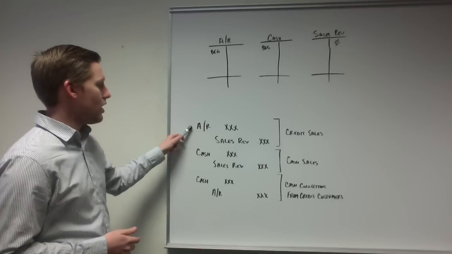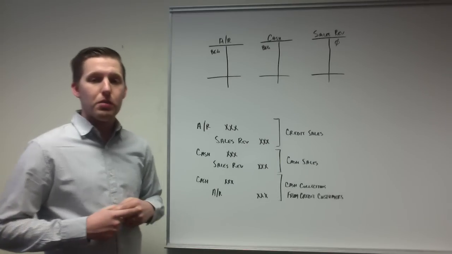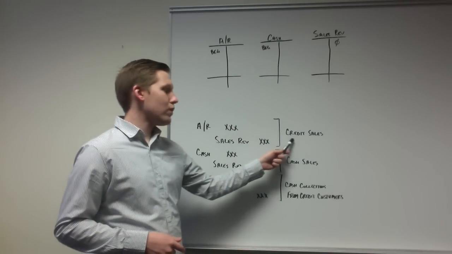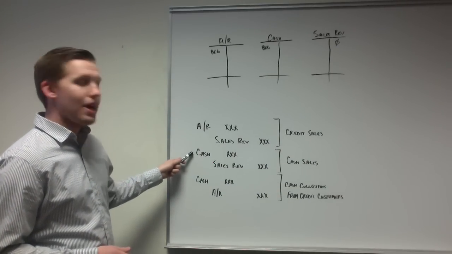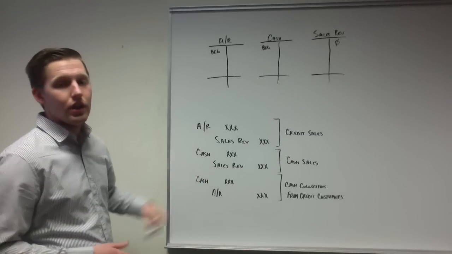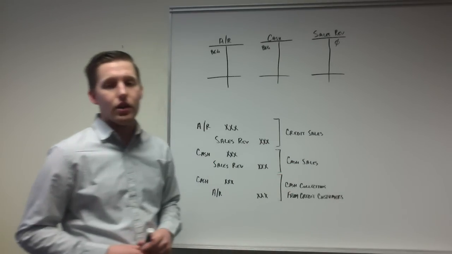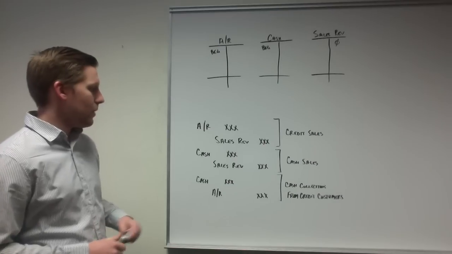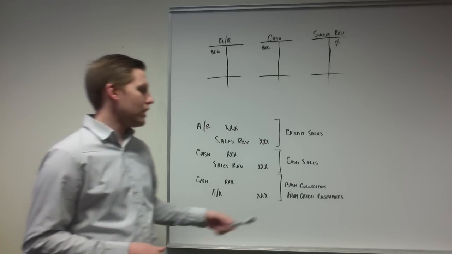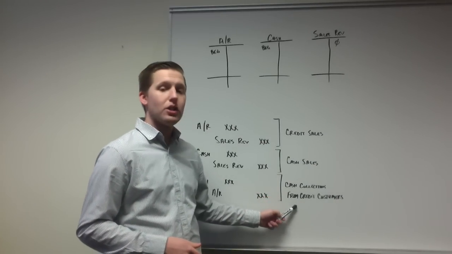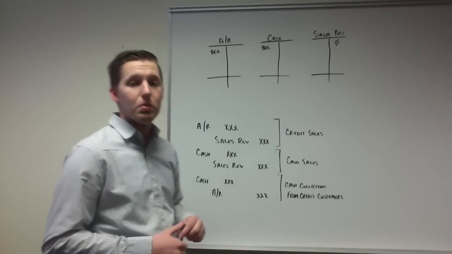This journal entry here, debit accounts receivable, credit sales revenue, is a journal entry that should be familiar to you. It's the journal entry that we make whenever we make a credit sale. Next, I have the journal entry that's debit to cash, credit to sales revenue. Again, this is a sale, but it's just a cash sale, not a credit sale. Third, we have a debit to cash and a credit to accounts receivable. And this is the journal entry when we collect cash from the customers that we previously sold to on account. And so that's our cash collections from our credit customers.